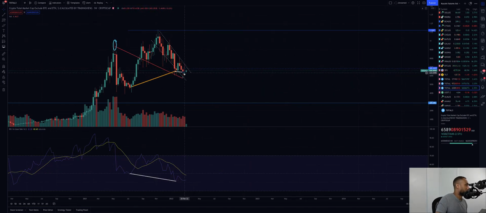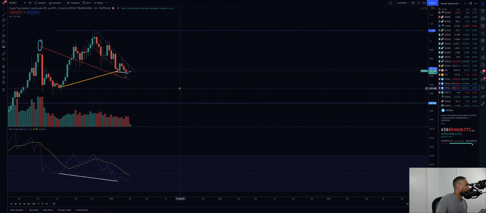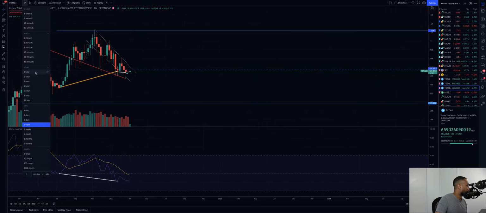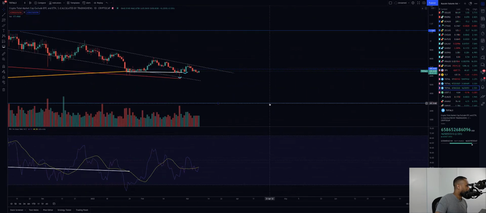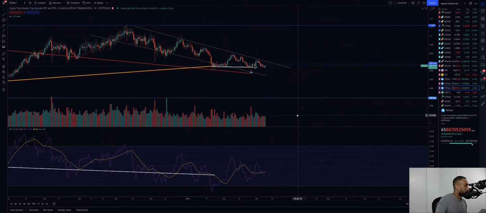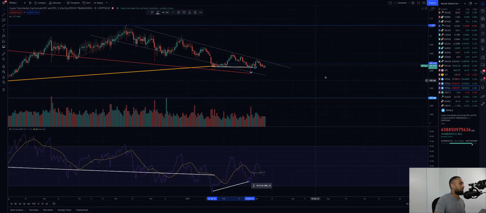We did, however, make a lower high, but we're in this bull flag, as well as we do have a divergence from here as well. So we do have a bullish divergence here as well. So let's see what happens.